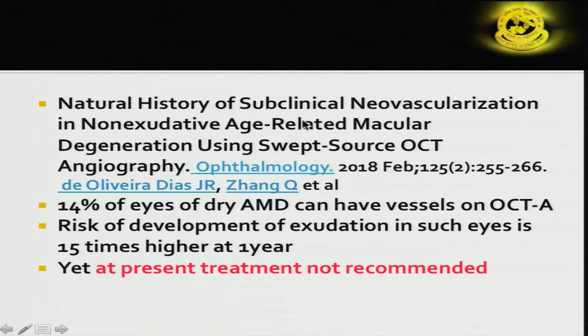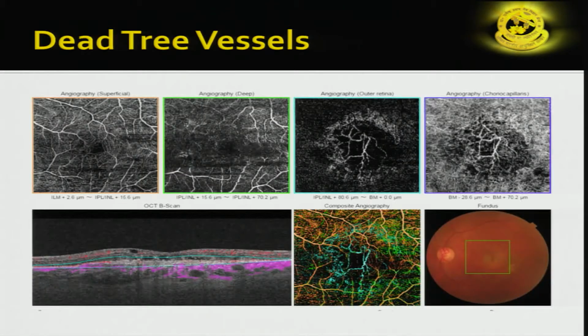These have been detected now with various studies, and people have also shown that those who have these vessels have a higher incidence, a 14% higher risk of going into exudative AMD. But still, with the current information, we are not yet treating these. Maybe in the future we might be, but right now we are not. So you have to be a little careful about these vessels.